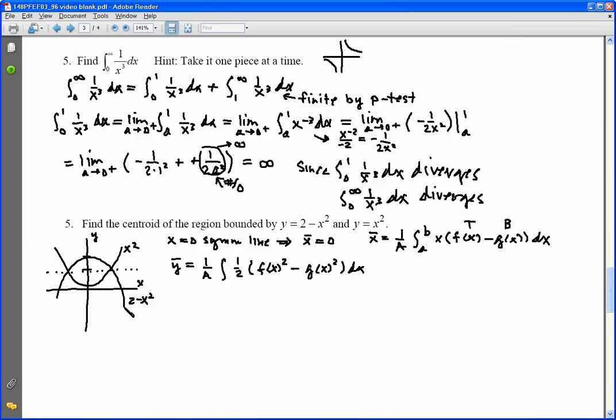So our top function is 2 minus x squared. Our bottom function for that region is x squared. Okay, but first we need our area. So let's see where these two hit. If we set x squared equals 2 minus x squared, bring this x squared over as a positive. So 2x squared equals 2. Cancel 2 off both sides. x squared equals 1. So then x is going to be plus or minus 1.